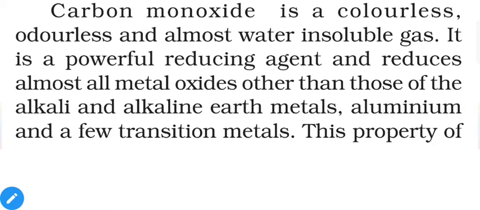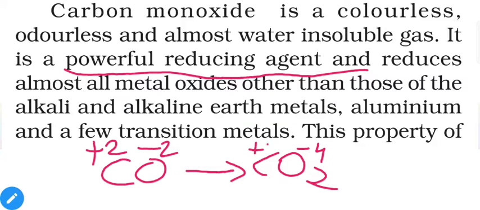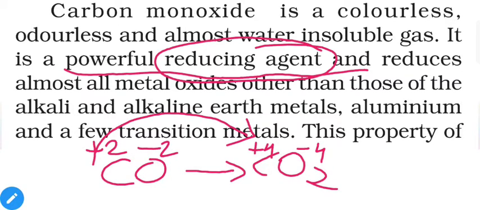Some common properties of carbon monoxide are mentioned here, and one specific property is that it is a powerful reducing agent, because the simple nature of carbon monoxide is to convert itself into carbon dioxide. In carbon monoxide, the oxidation state of carbon is simply plus 2 because oxygen has minus 2. In carbon dioxide, we have two oxygens, so in total we have minus 4 charge. That means carbon should be in plus 4 state. So carbon undergoes oxidation. That means it will act as a reducing agent. So carbon monoxide is a strong reducing agent.